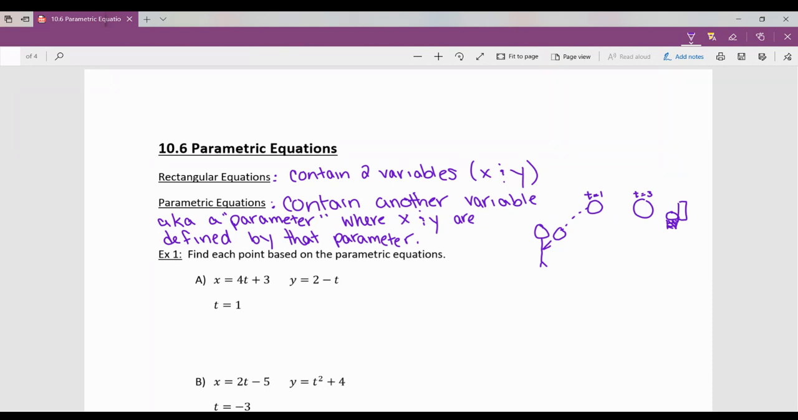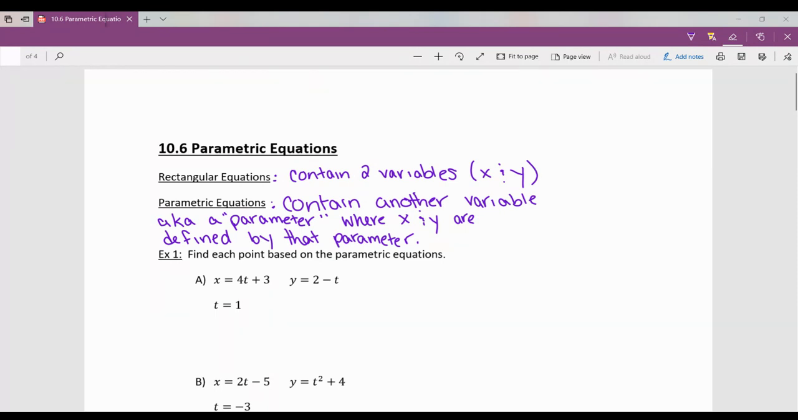So if we look ahead at example 1, we've got find each point based on the parametric equations. Let me just get rid of my basketball drawing. I know you guys are dazzled by my artistic abilities, but I need the space.